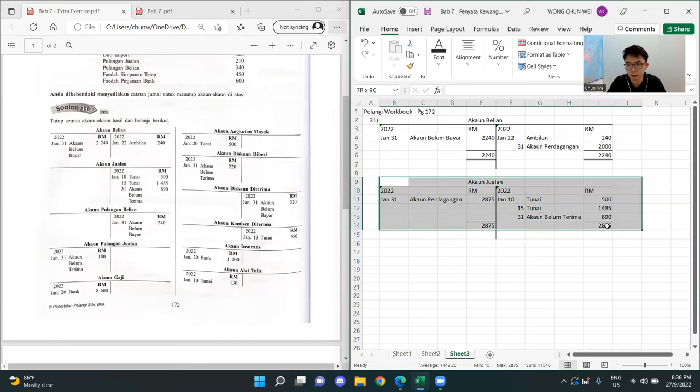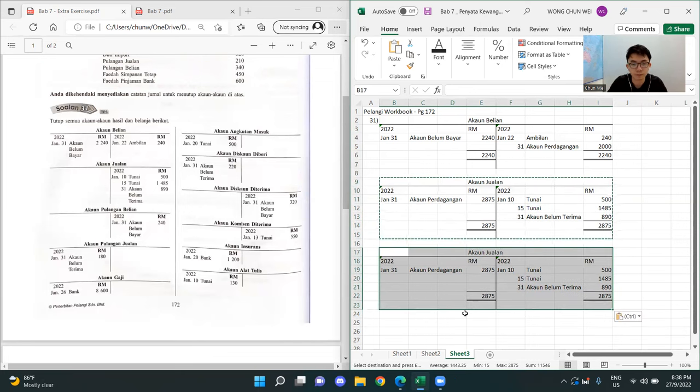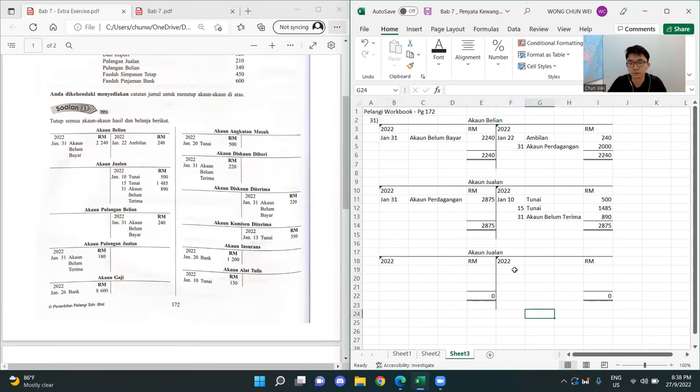Yeah. Then same thing. January 31st, account belum bayar. By the way, this is a pulangan belian. Okay, pulangan belian. January 31st, account belum bayar 240. Where does this pulangan belian hantar tu? Dia dihantarkan kepada akaun perdagangan juga. So here we do 40. January 31st.